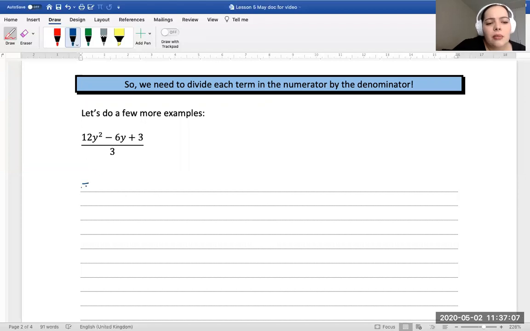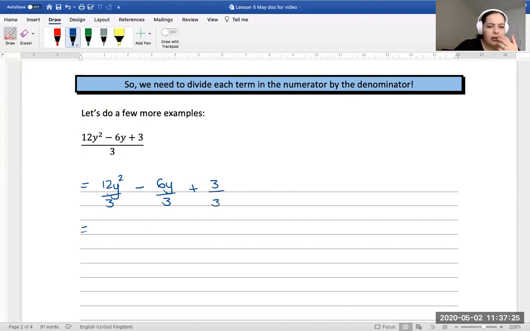So here, the first thing I'm going to do is I'm going to split all of these up. So 12y squared over 3 minus, now don't forget that there's a minus there, okay? 6y over 3 plus, and then 3 over 3. Now let's see if we can do this.